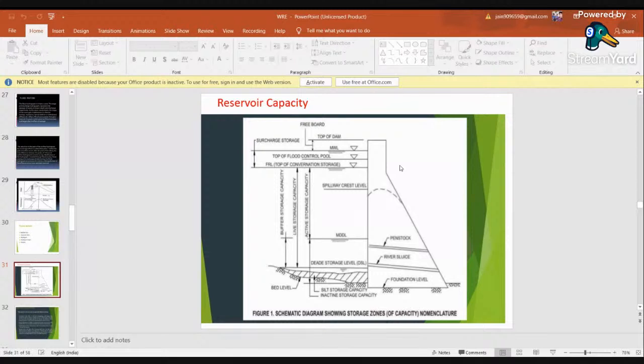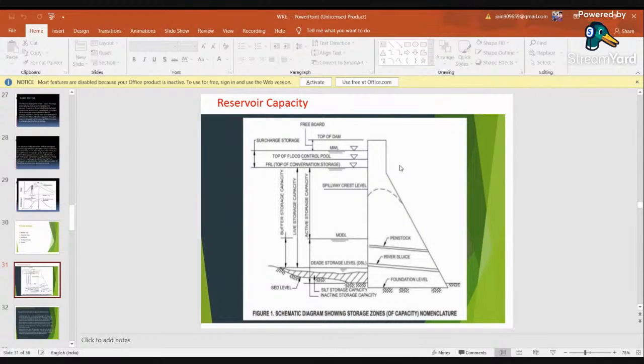The reservoir capacity is computed on the basis of land area and varies by the type of land use, whether it is residential, commercial or industrial. So the first one is your dead storage capacity. The capacity which is not in operational use is termed as your dead storage capacity.